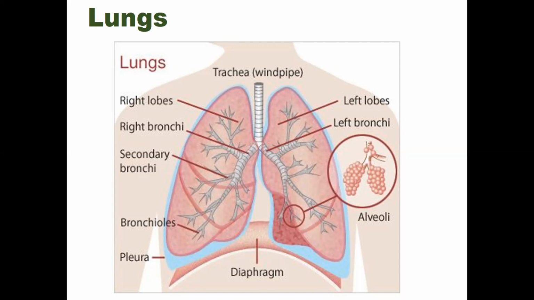Pleura is the outer covering of the lungs, and it has two layers. The space between the two layers contains a fluid, because this fluid saves the lungs from friction as the lungs rub against the thorax during breathing movement.